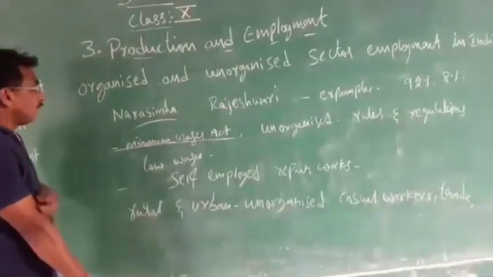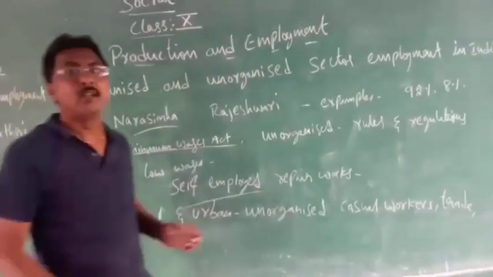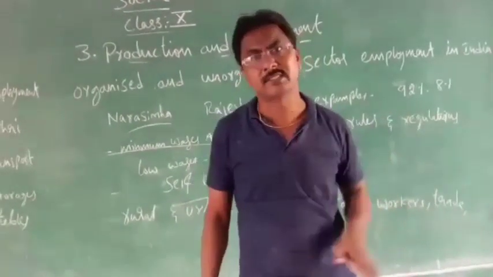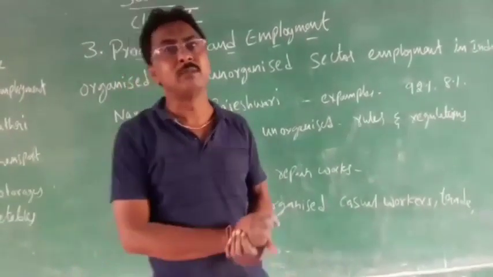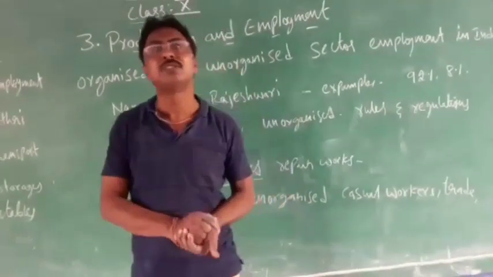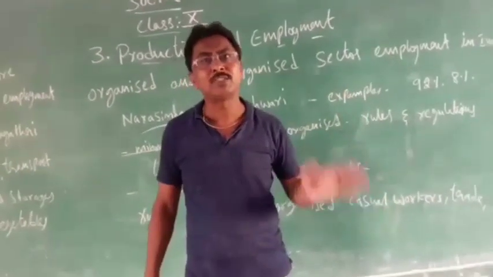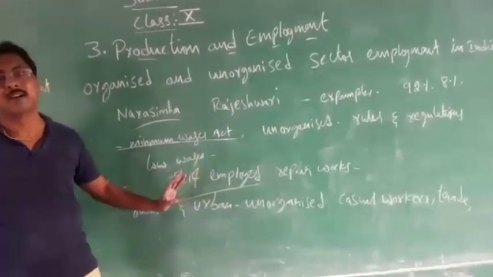And you see here, next one, self-employment. Self-employment means what? Their own small businesses they will keep. On the streets, you see vegetable sellers are there. Some vegetable sellers will be there. On the road they will sell the vegetables, fruits, and small businesses they will keep. And repair shops they will keep. And these people also come under the unorganized sector.